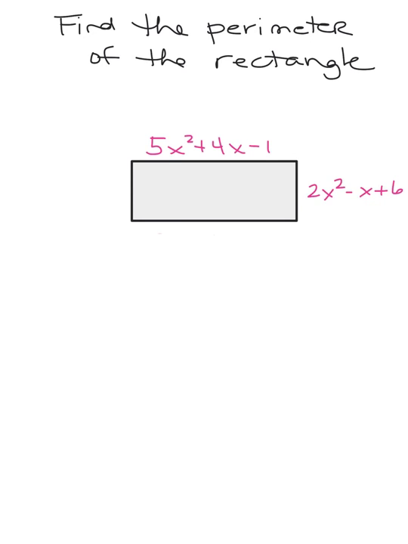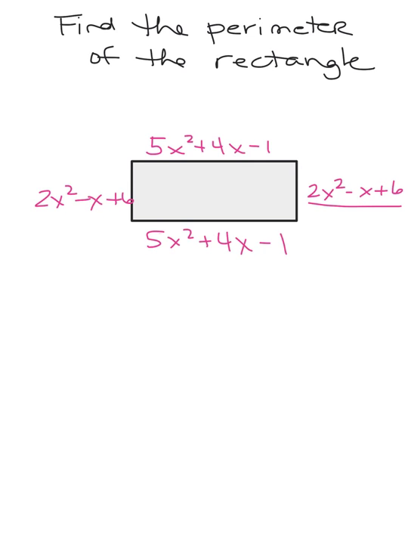We know that this side is 2x squared minus x plus 6, so let's write that on the other side. It just gives us a better visual. And I'm going to do the same thing with the top. If the top is 5x squared plus 4x minus 1, then so is the bottom. Now, we can write this all out, but again, sometimes I think things get a little confused when you're rewriting things and there's a lot of terms.